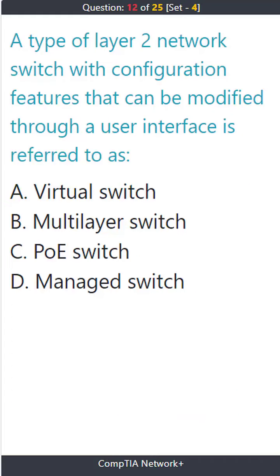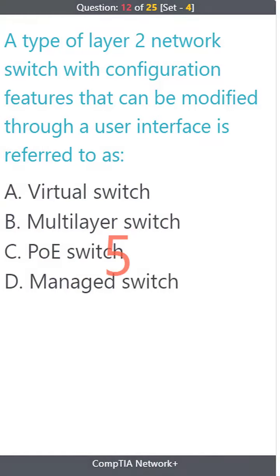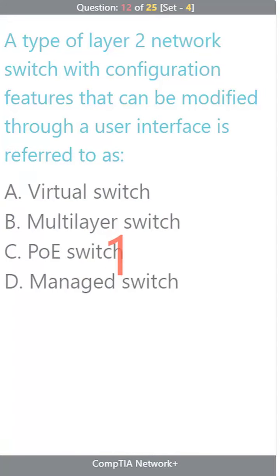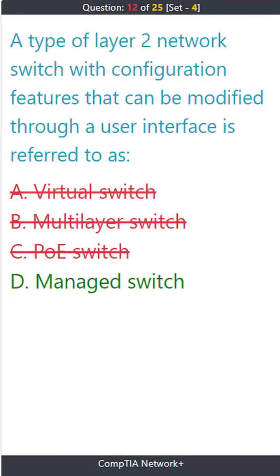Question 12. A type of Layer 2 network switch with configuration features that can be modified through a user interface is referred to as A. Virtual switch. B. Multilayer switch. C. PoE switch. D. Managed switch. The correct answer is D. Managed switch.